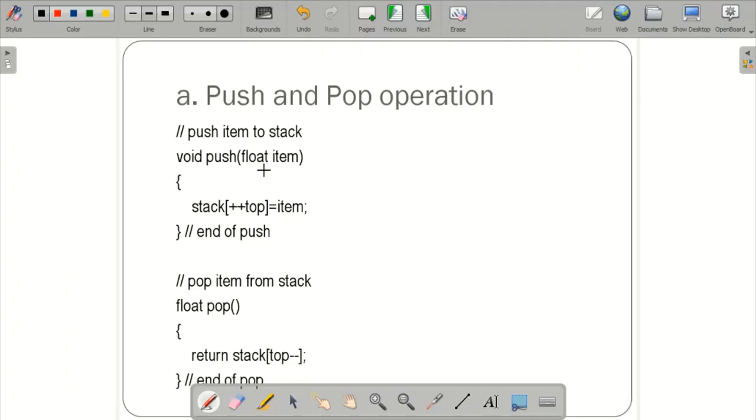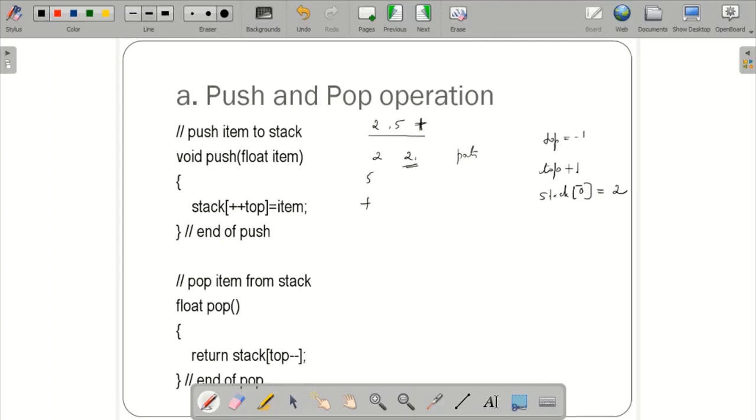So void push, float item. In case I want to push 2 and 5, what will I do? For example, take the Postfix expression 2, 5, plus. If we find this 2, we do a push. What we actually do is increment top. Initially top was -1, top will be incremented to top plus 1, and then stack of top, which is stack of 0, receives the item 2.